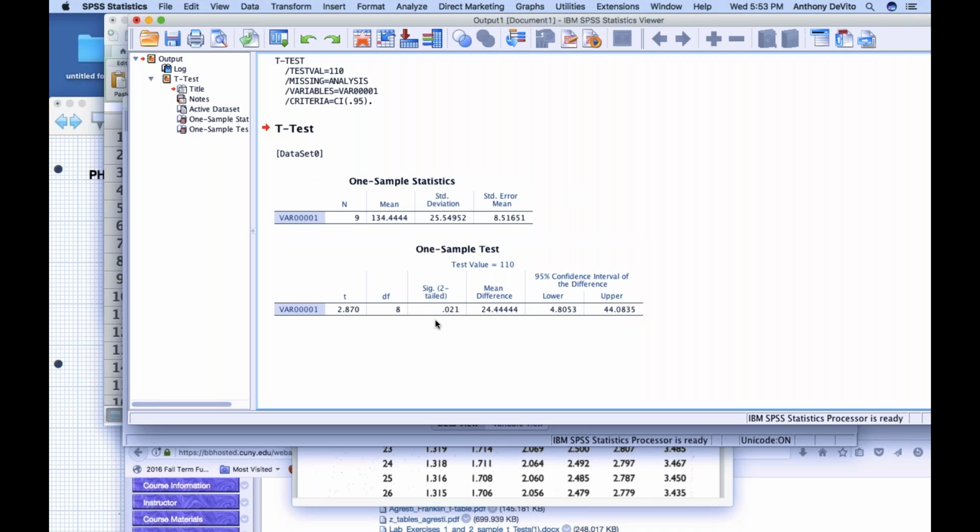And it tells me that the probability of being wrong if we reject the null hypothesis, my p-value, my p-score, or my significance is 0.021, a 2.1% chance of being wrong. So since that's less than my acceptable level of error for rejecting the null hypothesis, 5%, I go ahead and reject the null hypothesis and I accept the alternative hypothesis.